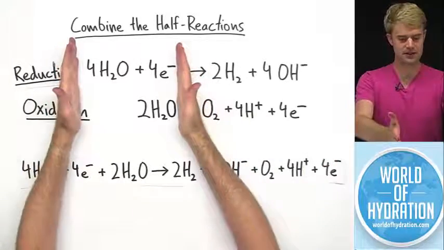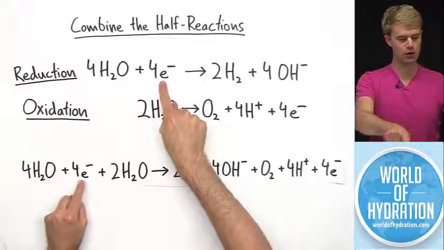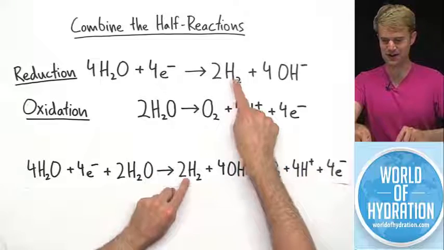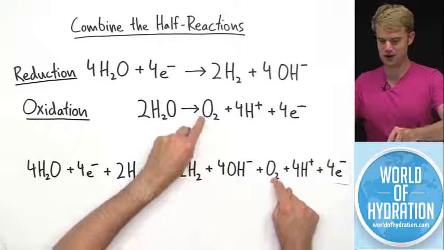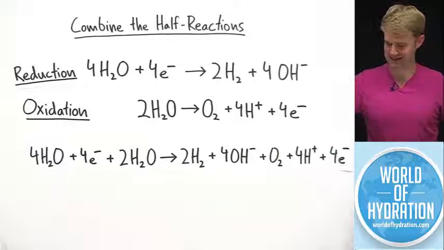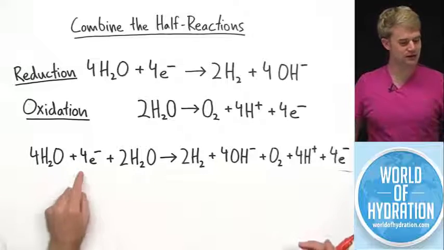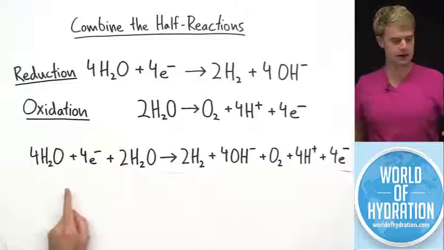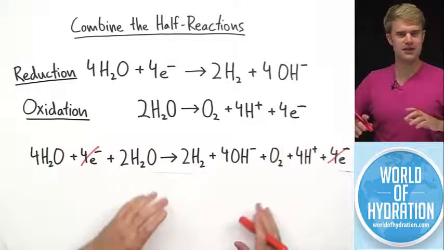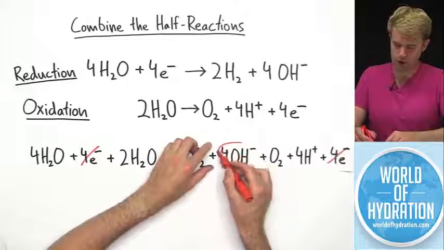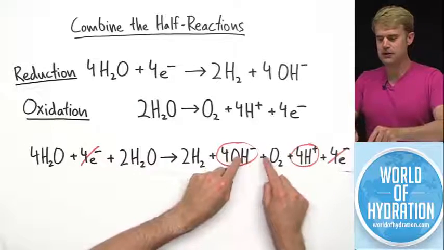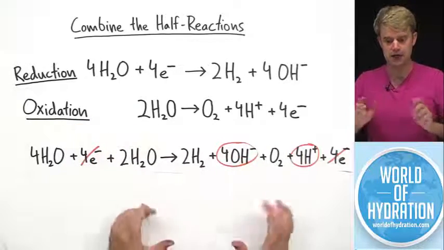We take everything from this side of the equation and put it here: 4H2O, 4e−, 2H2O. Then we have our arrow, and then we have 2H2, 4OH−, O2 plus 4H+, 4e−. All right, now there are a few things that we can do here. If something appears on both sides of the arrow here, we can cancel it out. Okay, so we'll get rid of this one and we'll get rid of this one. But that's not all we can do. Look at this. We have 4OH− here and we have 4H+. OH− and H+ combine to make water.